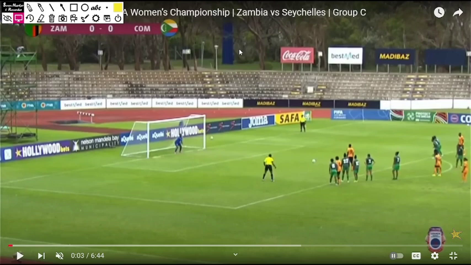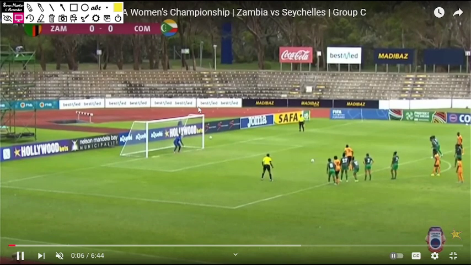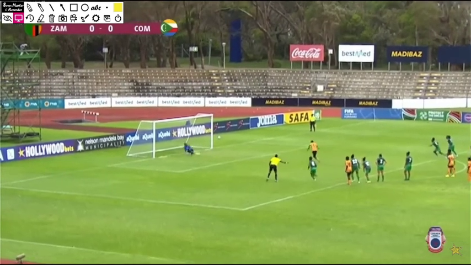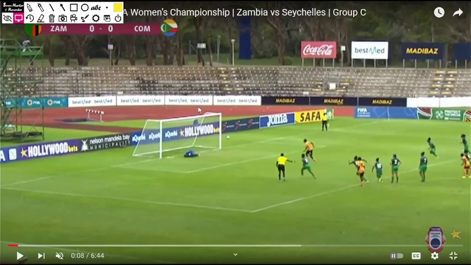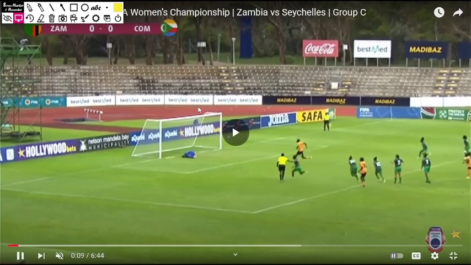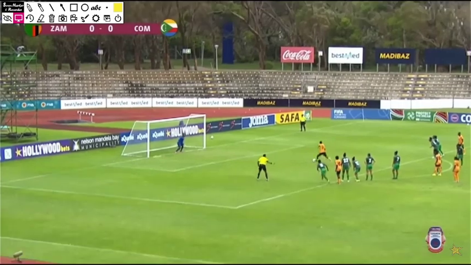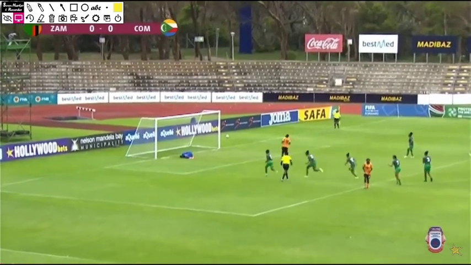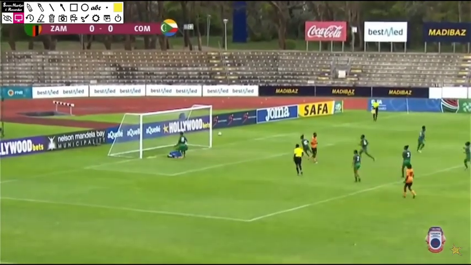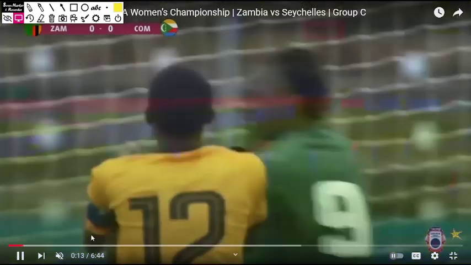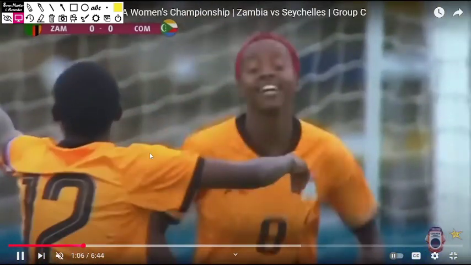Alright, so we have a penalty. The Zambian player takes it, and that was a bad penalty because the distance that the goalkeeper covered was not a lot. Yeah, the keeper practically just fell. She didn't necessarily have to dive to the other side. Alright, so let's head into the first goal of the match.